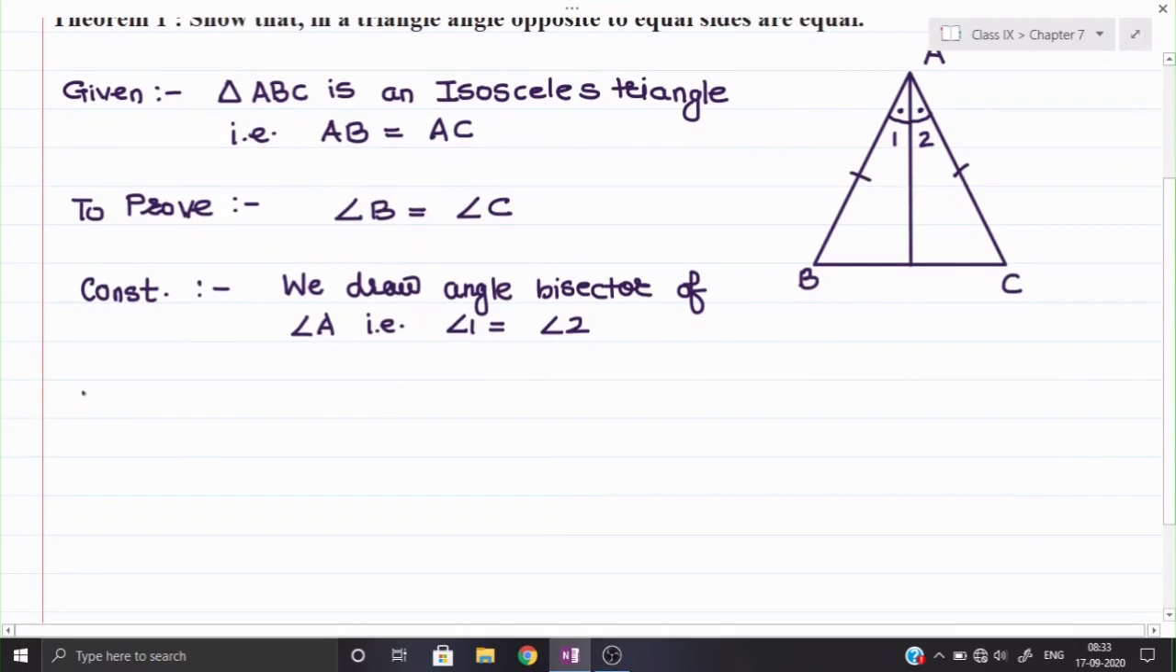Again, to prove something, as we are doing in the whole chapter, we need to first show two triangles are congruent. That is the basic requirement in all the questions of this chapter. As well as in chapter number 8, in many questions we shall prove the triangles are congruent. In each and every question we are proving the triangles are congruent. So here also we shall take two triangles.